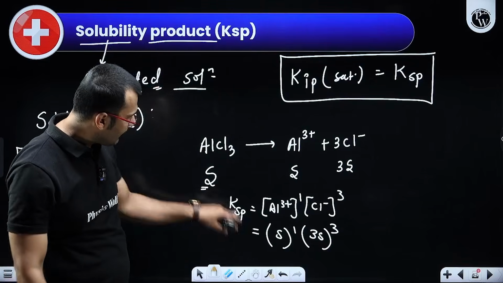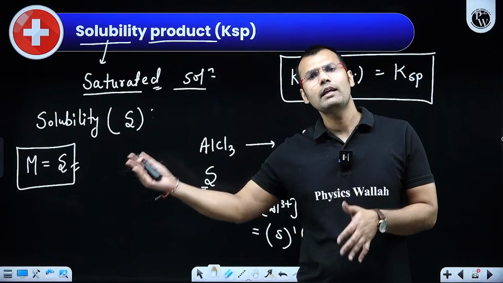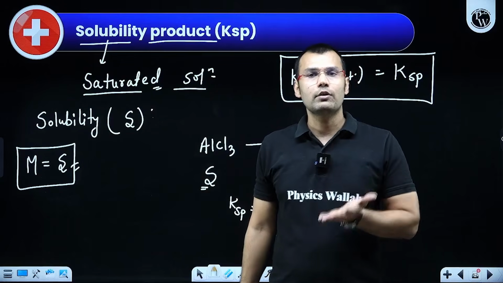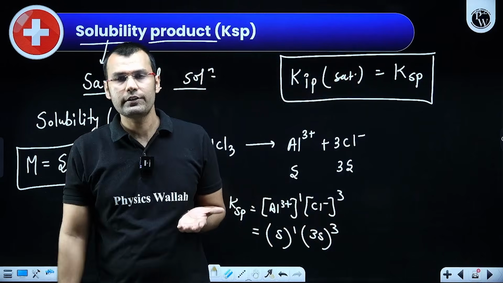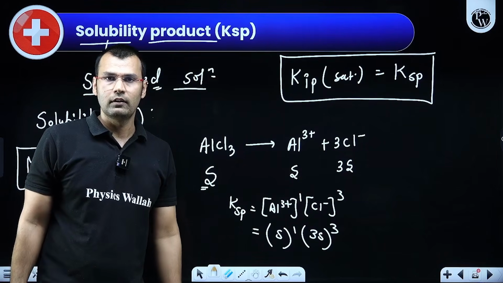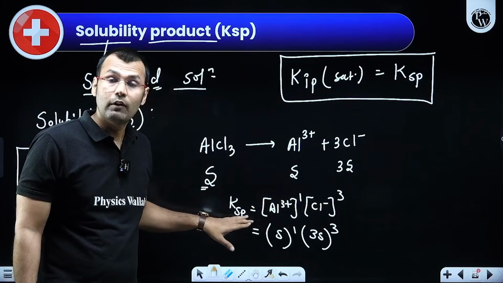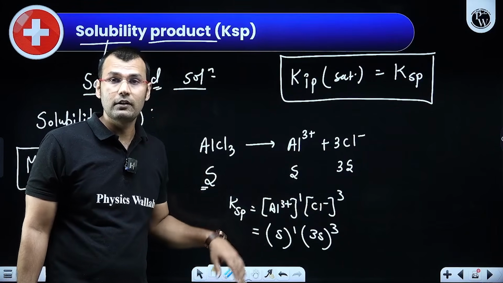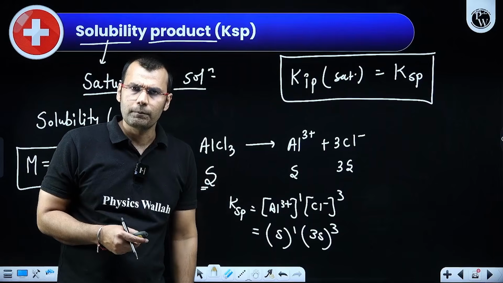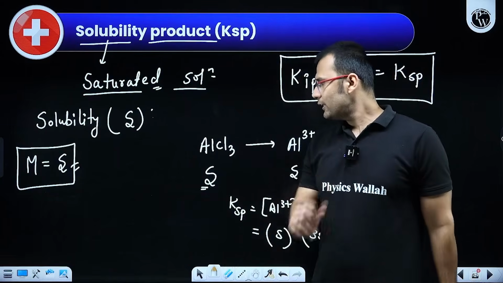So just like AlCl3, if I take any salt or any electrolyte, I can find the relation between KSP and solubility, because every time I have to find KSP, I will assume saturated condition, and in that case the concentration of salt is taken as equal to solubility. Sometimes you get direct expression-based questions: what is the expression of KSP in terms of solubility? And sometimes you get the reverse question, where they give you KSP and you have to find the solubility.